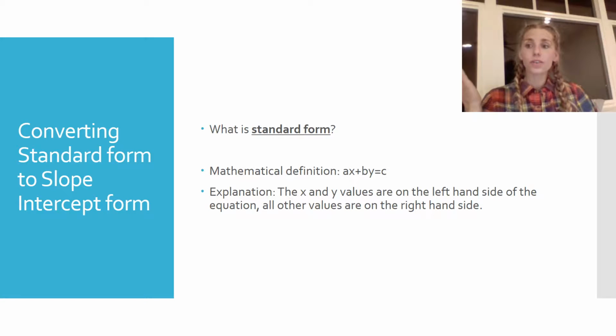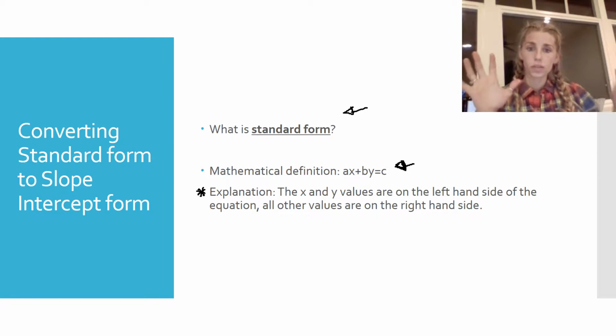What is standard form? Standard form, the mathematical definition, is ax plus by equals c, right here. Ax plus by equals c. Now there's a lot of variables in there, and that might be a little confusing for you. So here's my explanation, and this is what you'll want to write down in your notes: the x and y values are on the left-hand side of the equation. All the other values are on the right-hand side.